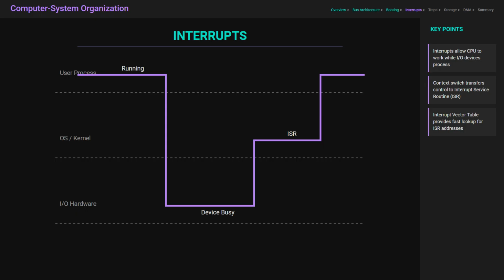To make this process fast, an interrupt vector is used. This is a table of pointers to specific interrupt handling routines. Once the ISR is complete, the CPU resumes its previous computation.